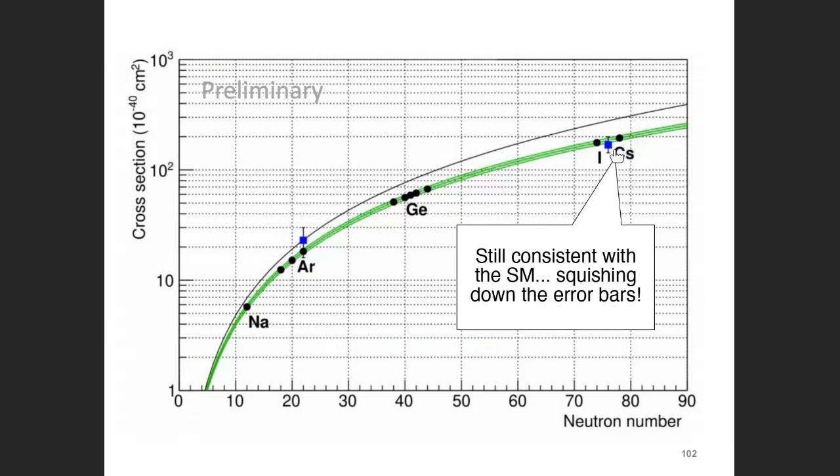This is the new cesium iodide. It's consistent with the standard model. The error bars are squished down. It's less than 1 sigma on the low side. The argon here is also consistent with the standard model prediction, and it's less than 1 sigma on the high side, but they are both consistent with the standard model.